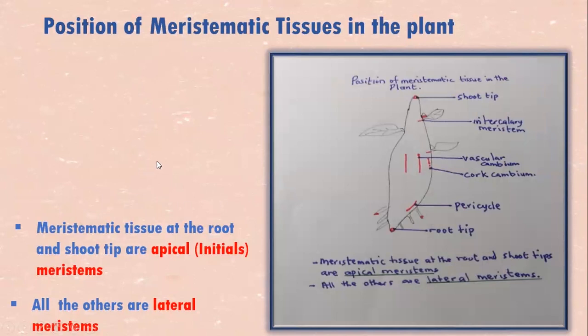Now, we want to look at the position of the meristematic tissues in the plant. We have meristematic tissue at the shoot tip and at the root tip. These are the apical meristems, and these are the initials. Then some meristematic tissue is left in the axillary bud, intercalary meristem at the node, some in the vascular cambium, some in cambium, some at the pericycle at the root tip.